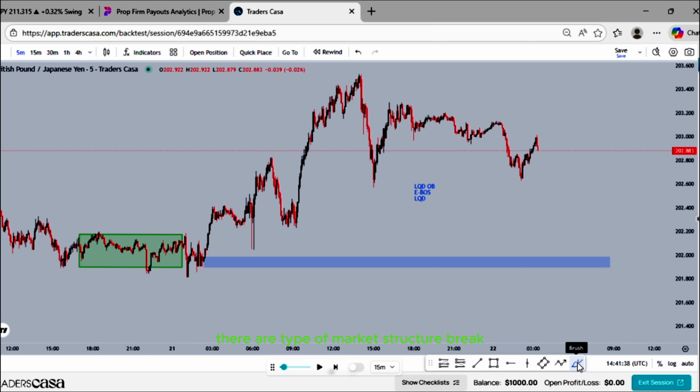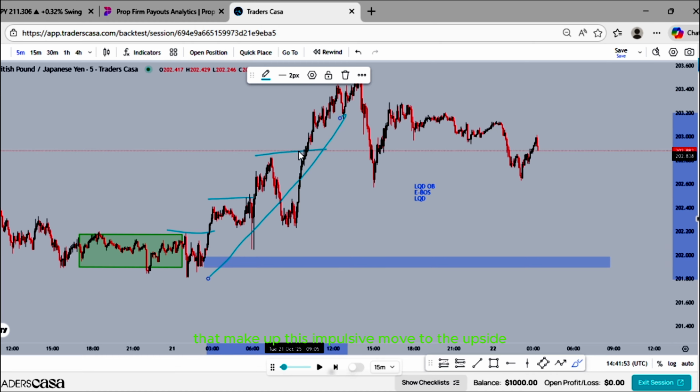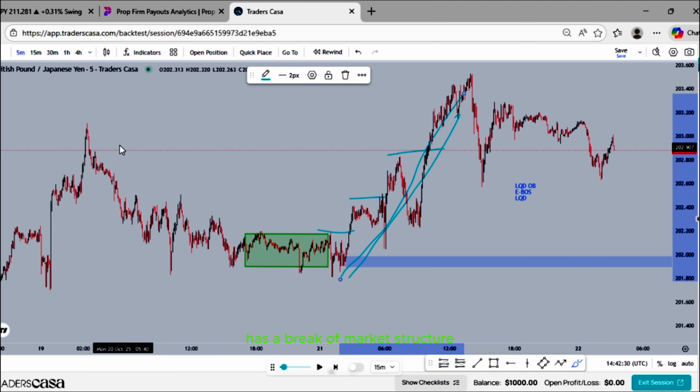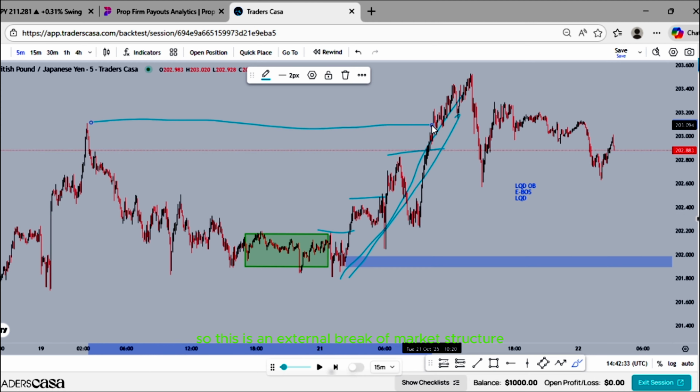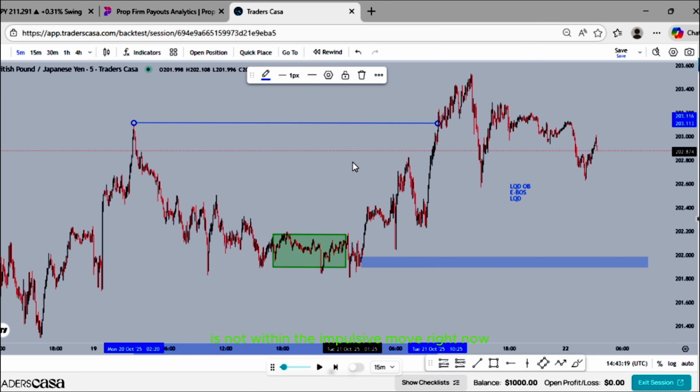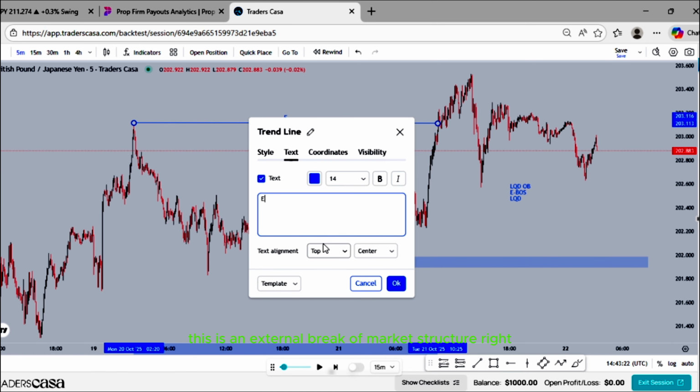There are types of market structure break, so you need to understand as a trader that we have what we call internal break of market structure. All these ones are internal breaks of market structure because they are breaks of market structure that make up this impulsive move to the upside. Now, talking about external break of market structure, this impulsive move to the upside has a break of market structure. So this is an external break of market structure. The moves within that impulsive move are called internal breaks of market structure. I'll make a different video concerning this topic. Now, this is an external break of market structure, right? The break of market structure is not within the impulsive move. So we have it right there.